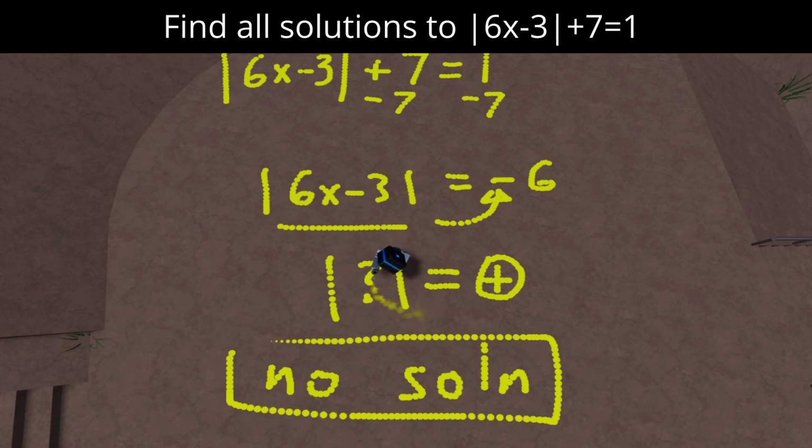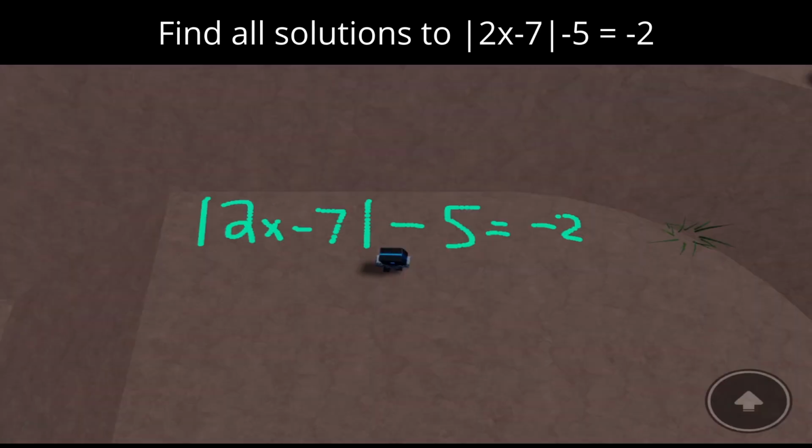So whenever you have an absolute value equal to a negative number, you automatically write no solution because that's impossible. Let's go to the next one. Let's try solving this one now.